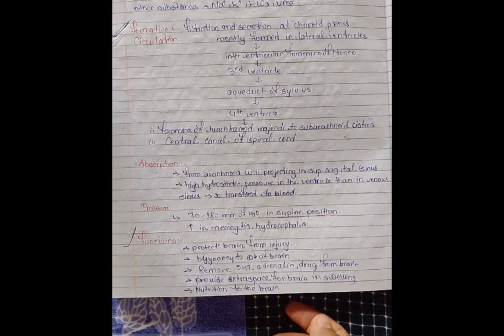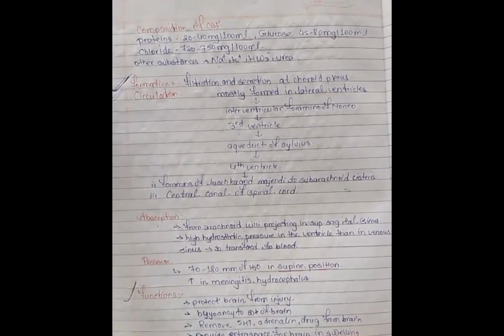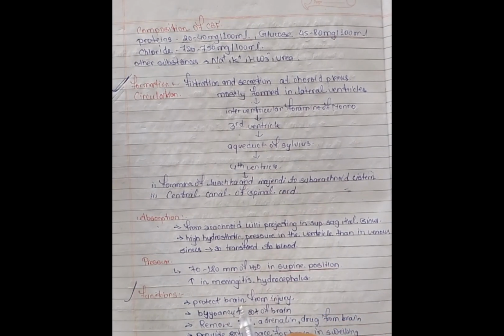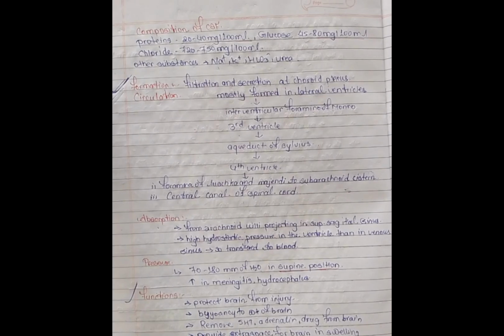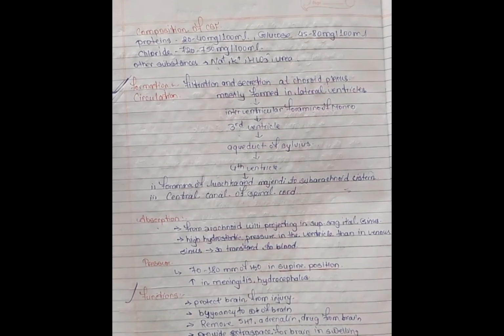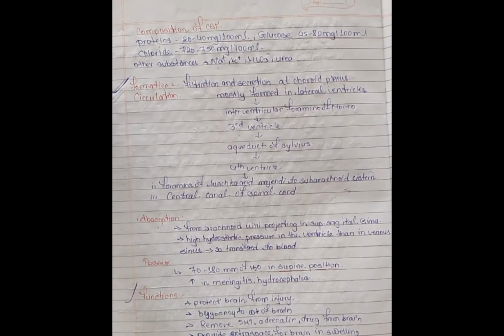Now, the function of CSF. The CSF mainly protects the brain from injury as an outer covering, and the specific gravity of CSF is the same as the brain, so it provides buoyancy. It also removes 5-hydroxytryptamine, serotonin, adrenaline, or drugs from the brain. It also provides extra space for brain swelling, and it also provides nutrition to the brain.